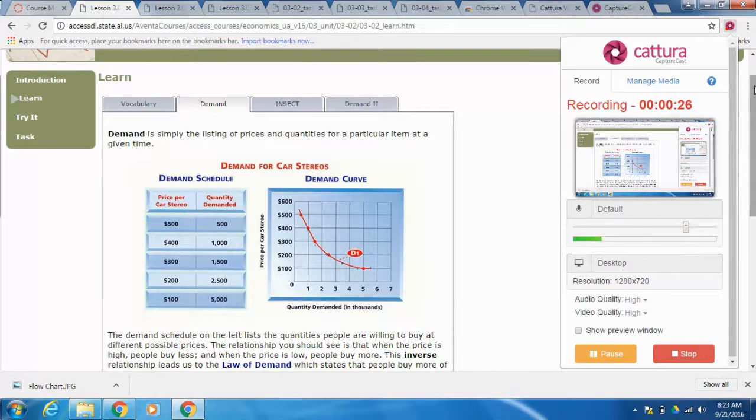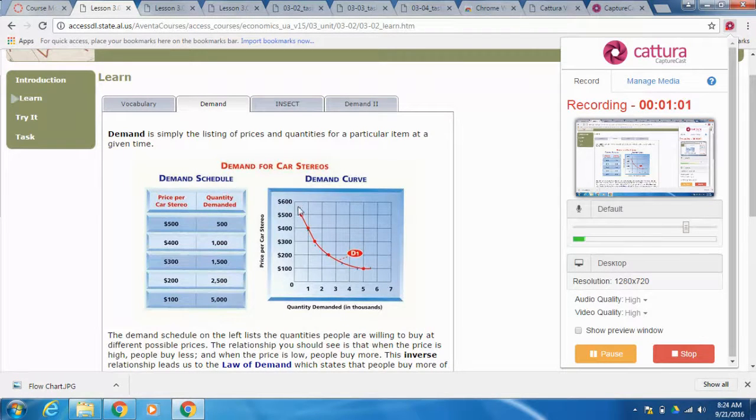Demand is basically just how much of a product people are willing to buy at a certain price. Price and quantity have an inverse relationship with this. So if the price is low, people are going to buy more. If the price is high, people are going to buy less. If you look in this demand schedule over here, you'll see when the price of a car stereo is $500, people are only going to buy 500 of those. But when the price of a car stereo is $100, people will buy about 5,000 of those.